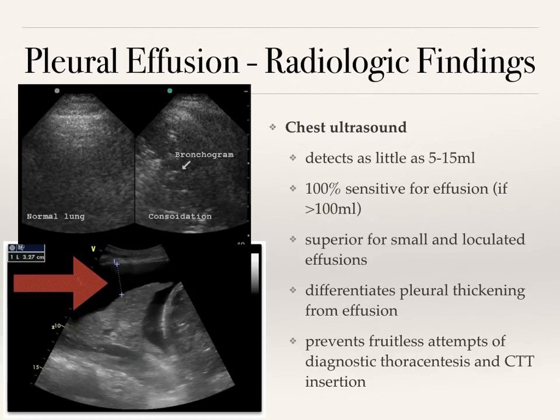The image shown on the left side shows uncomplicated pleural effusion, versus the normal ultrasound finding and consolidations or air bronchogram in the image above it.